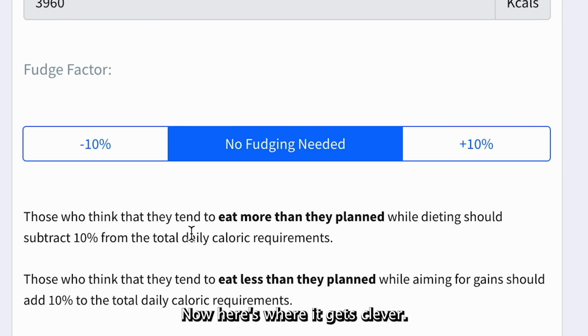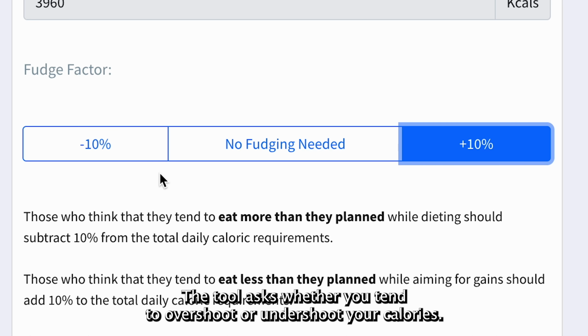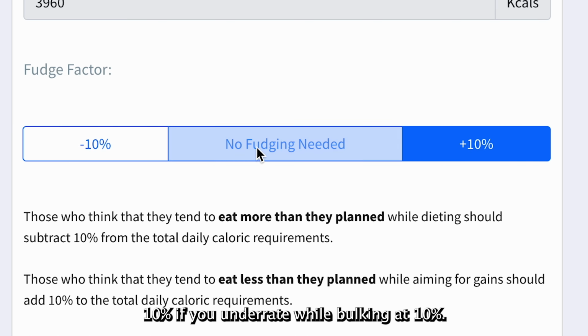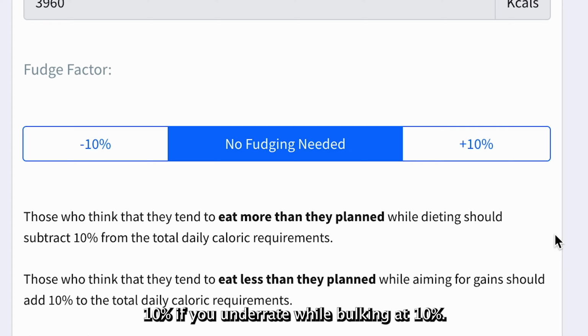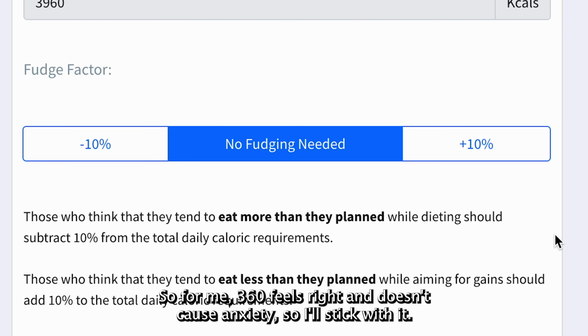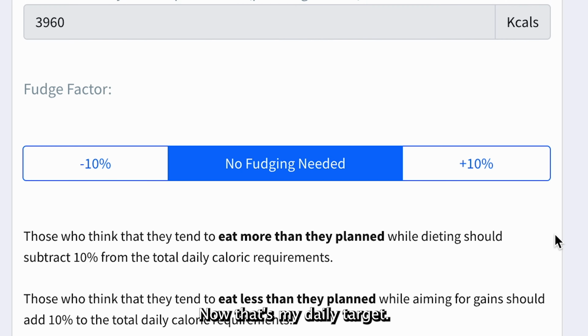Now, here's where it gets clever. The tool asks whether you tend to overshoot or undershoot your calories. If you often eat more than planned while dieting, subtract 10%. If you undereat while bulking, add 10%. And if you're consistent, there's no change. So for me, 3,960 feels right and doesn't cause anxiety, so I'll stick with it. Now that's my daily target.